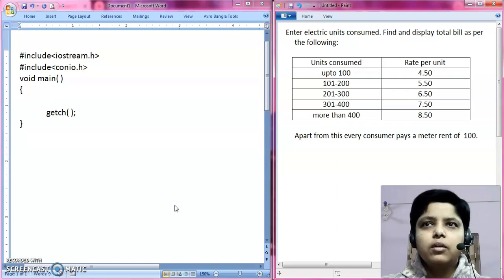Hello everyone. In this particular video, I am going to solve another SLAP program using C++ language. Now let's see what this particular program says.